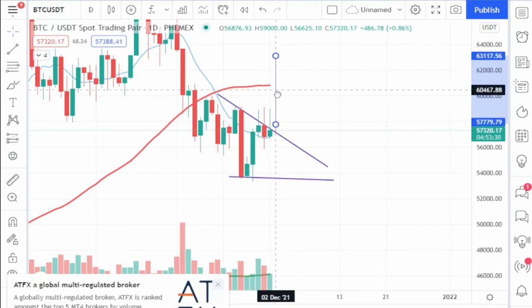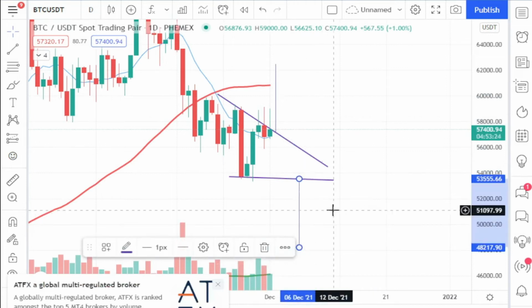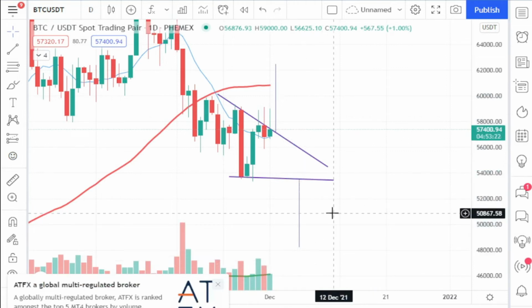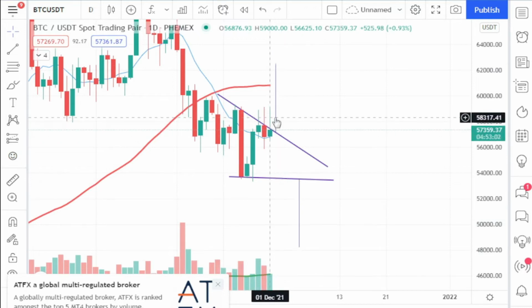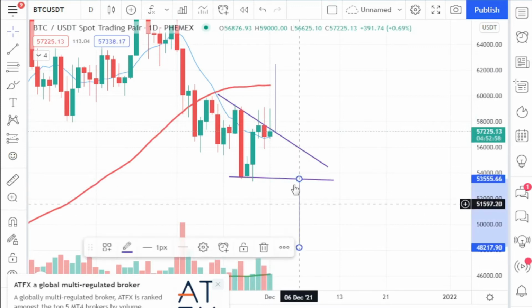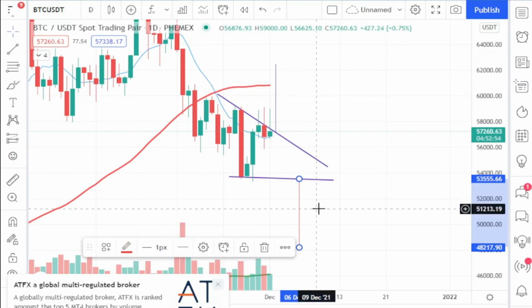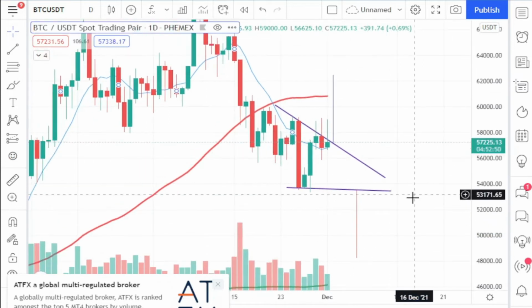If we end up closing below the support level right here, then our price target will be $48,000. The same mechanics or logic that we use up here is the same you would apply down here, that is, if we came down. Now, what do I think is going to happen? That's what many people may have been asking.